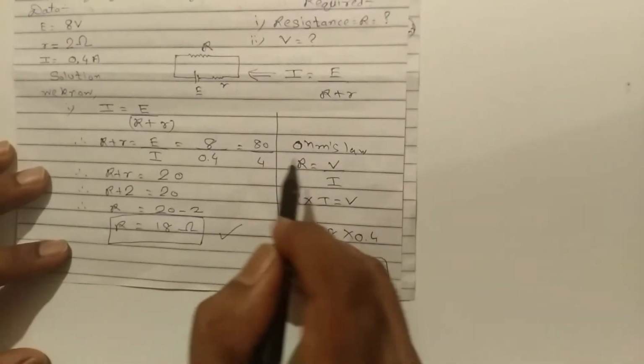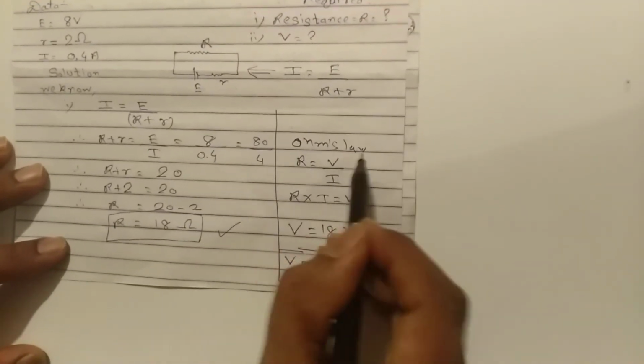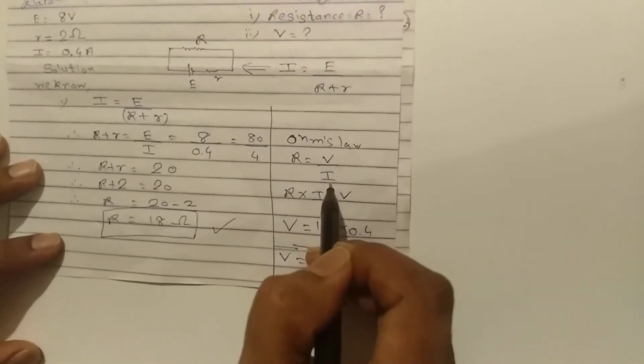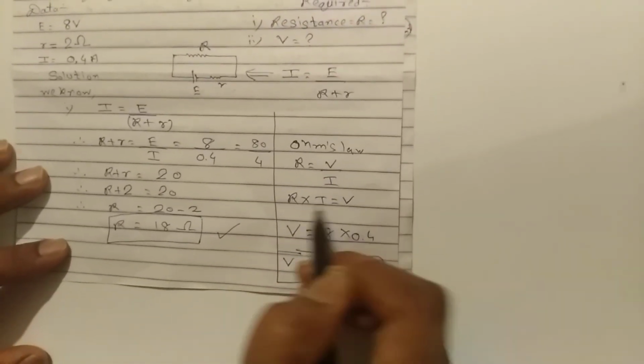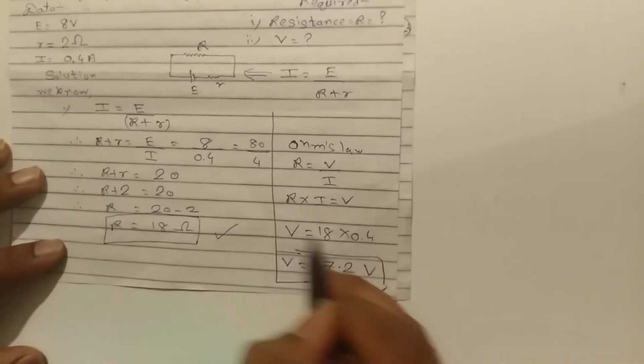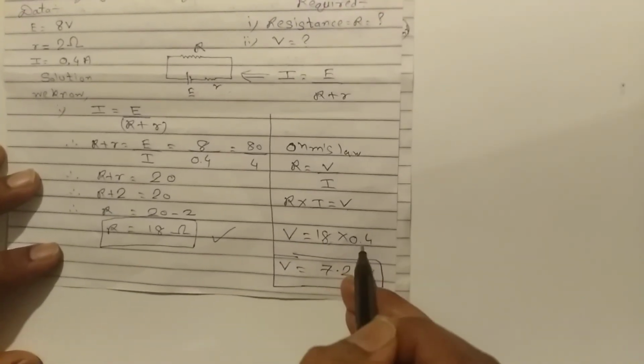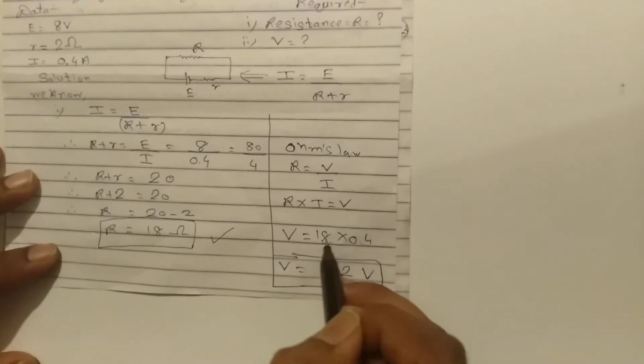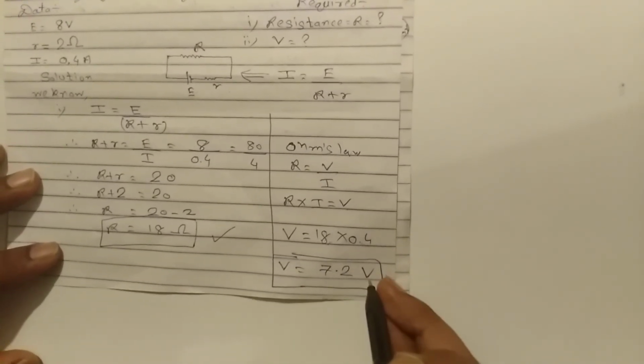Now we have to find the terminal voltage across R. According to Ohm's law, R equals V upon I. So terminal voltage is current into resistor. Resistor we already found, 18 ohm, into current, we know that, 0.4 ampere. 18 times 0.4 is 72, that is 7.2 volt.